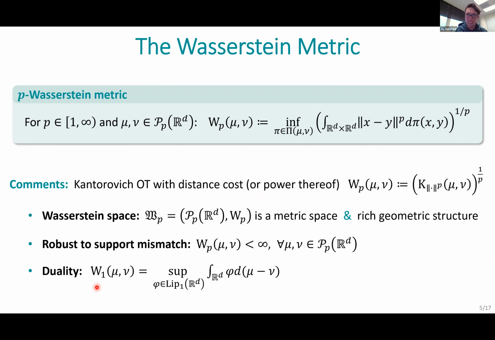For example, in the case of p equals 1, the one Wasserstein distance can be written as this supremum over Lipschitz 1 functions of this so-called discrimination difference. This is just the difference of expected values of the function phi, one time with respect to mu minus its expectation with respect to nu. And this formula over here, sometimes called the Kantorovich-Rubinstein dual form, is actually very, very helpful for computation.